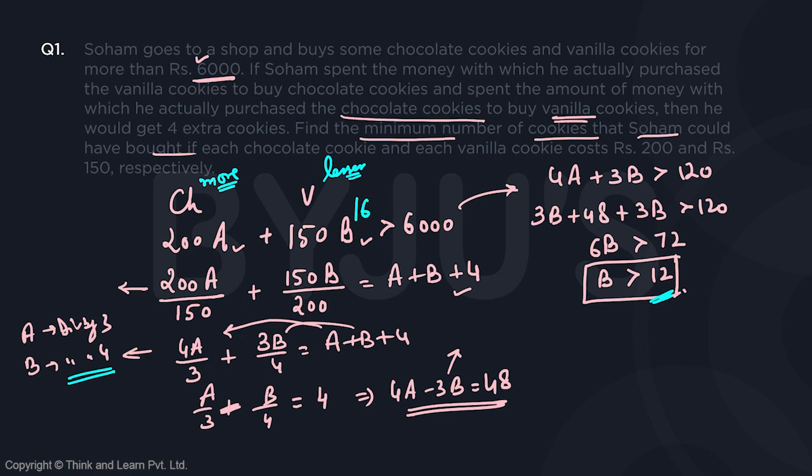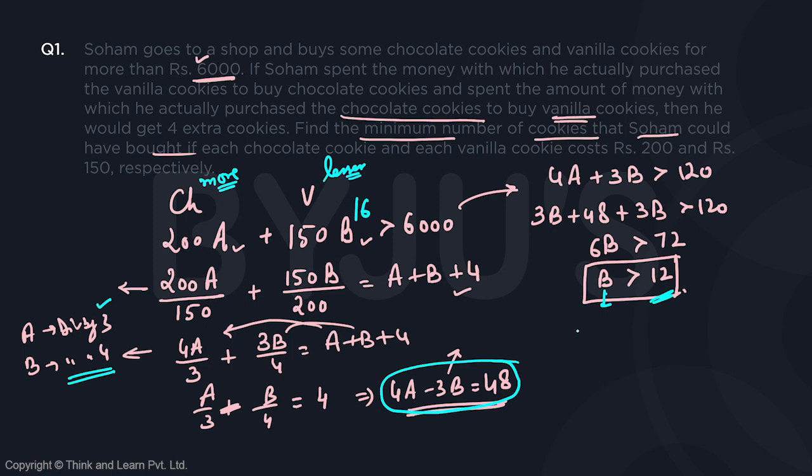And chocolate cookies, that is A, has to be divisible by 3. I also have to keep in mind that 4A minus 3B is 48. So B is 4A minus 48 divided by 3. You can put it here to get a relationship for A as well, that is, how small or large the value of A should be.